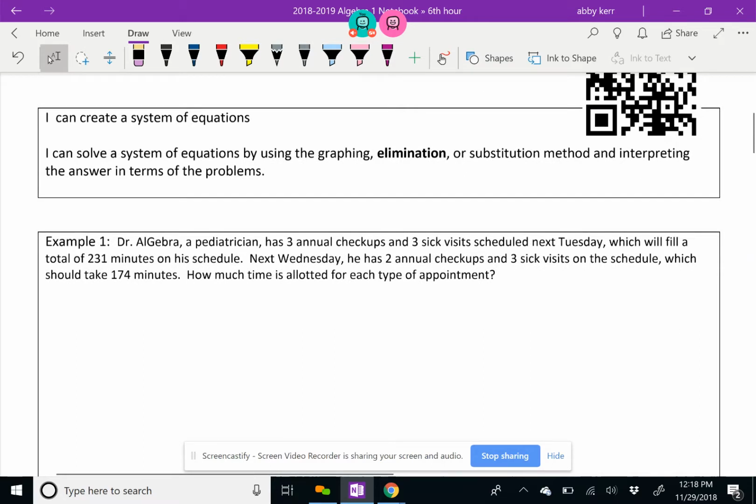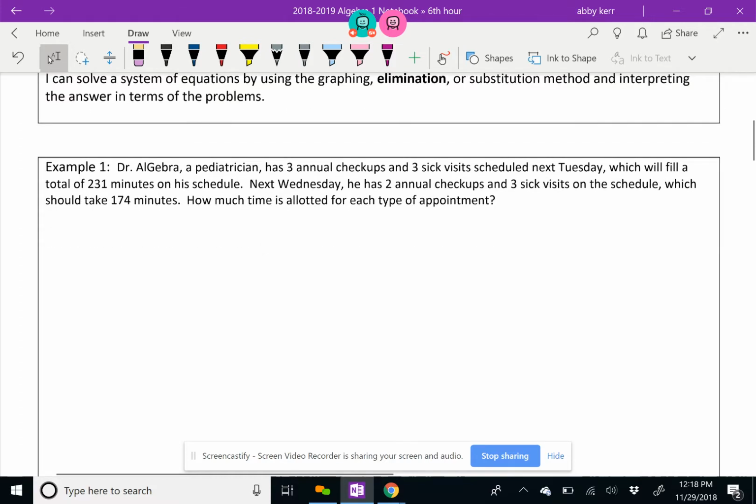Now, in example one, we have to teach you word problems anyway, so that's why I'm going to teach it for the one solution as well. So it says Dr. Algebra, pediatrician, has 3 annual checkups and 3 sick visits scheduled next Tuesday, which will fill a total of 231 minutes. So we know that we're going to talk about a Tuesday schedule. We know we have 3 checkups. We have 3 sick visits. And we know that it's going to equal a total of 231 minutes.